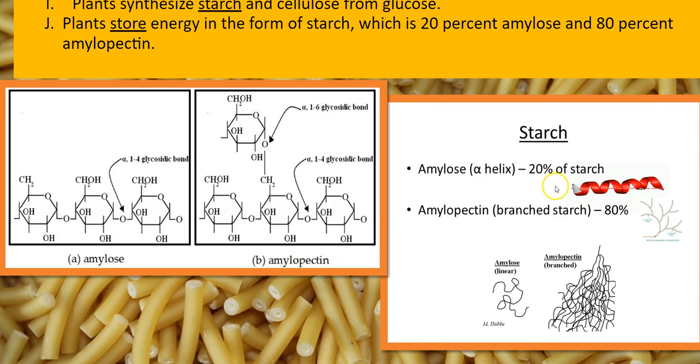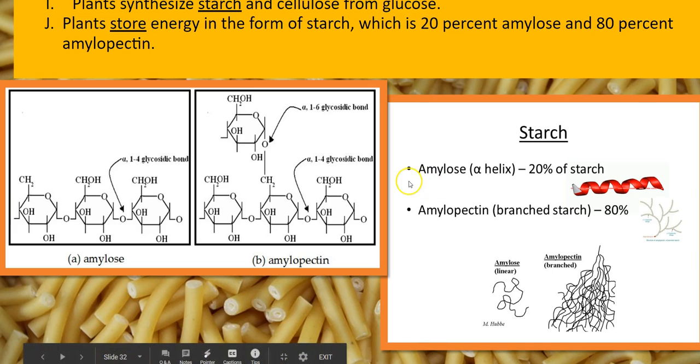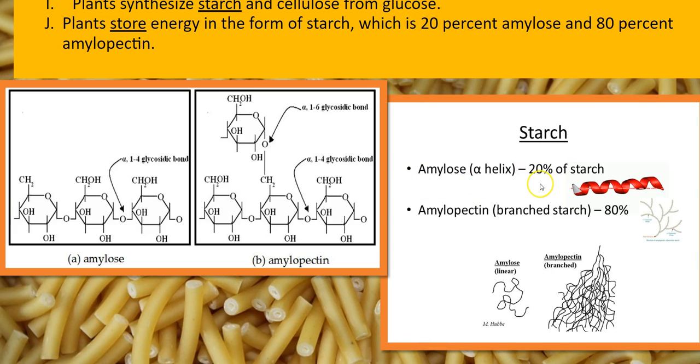Let's start with starch. So starch is amylose in part. 20% of starch is amylose, and that's an alpha helix. Remember, our DNA is an alpha helix shape. It's the winding shape. Amylopectin, on the other hand, is 80% of starch, and it is branched, kind of looks like a tree branch. Plants synthesize this starch, and they also synthesize cellulose from glucose. They're just different configurations of glucose.